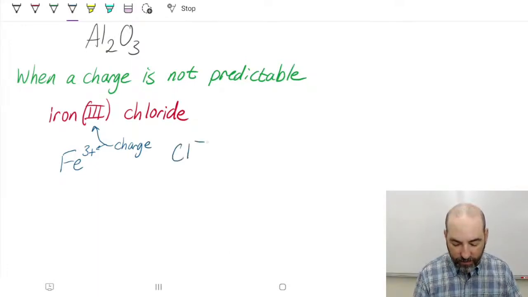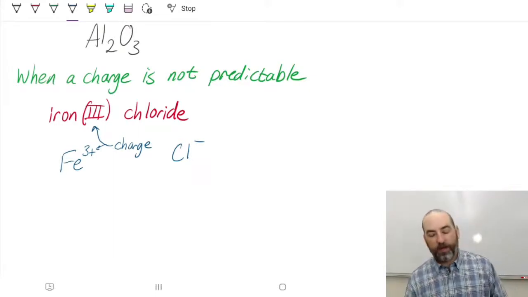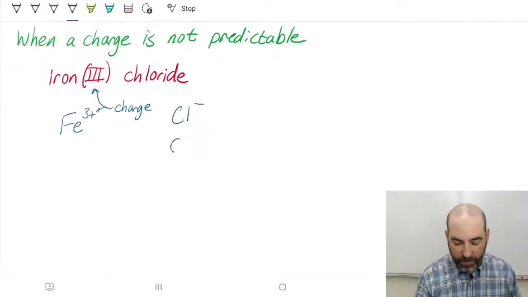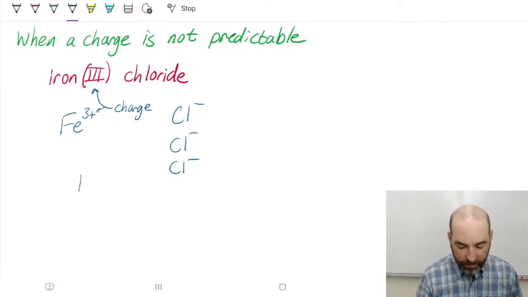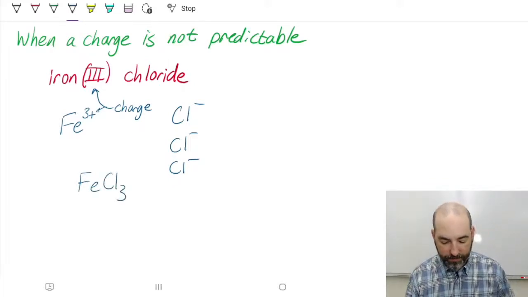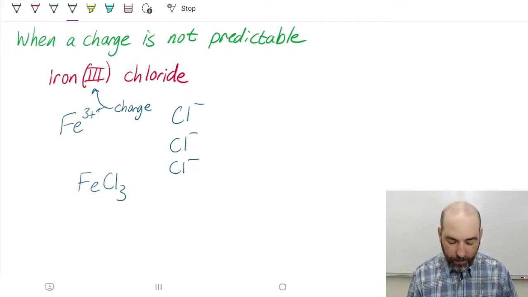Chloride is the same as we've always seen, so it's -1. So we've got Fe +3, Cl -1. So we're going to need 2 more of these, 3 total, to make 3- to balance out the 3+ on iron. So that formula is going to be FeCl3. All right, see that? See how that works? Okay.